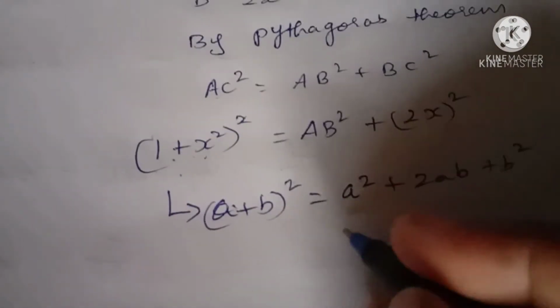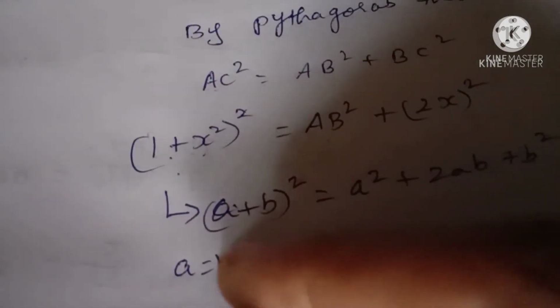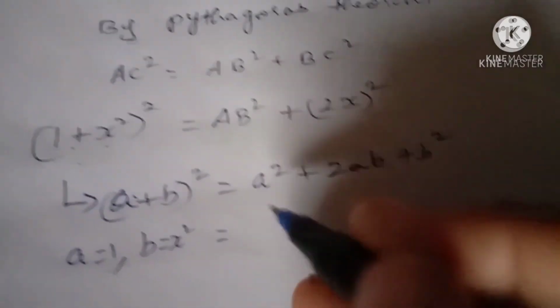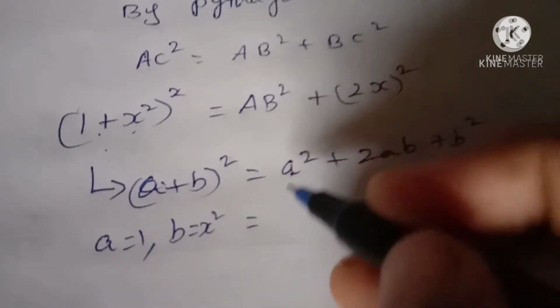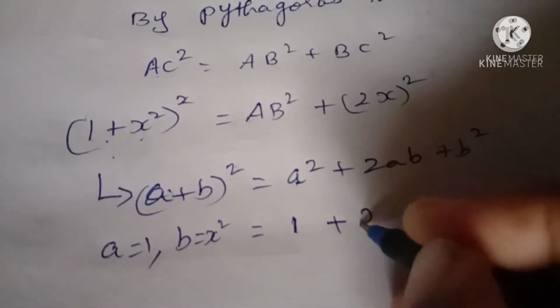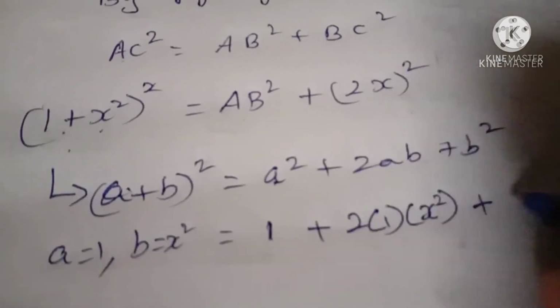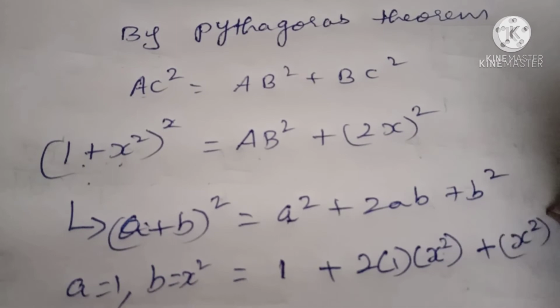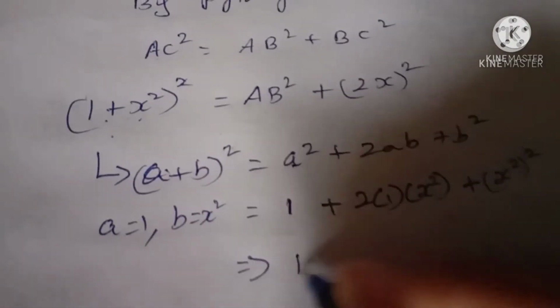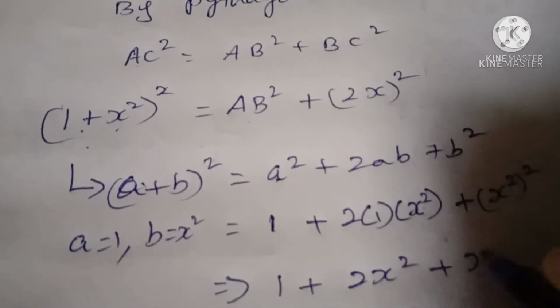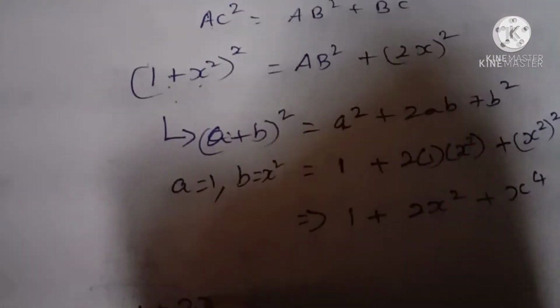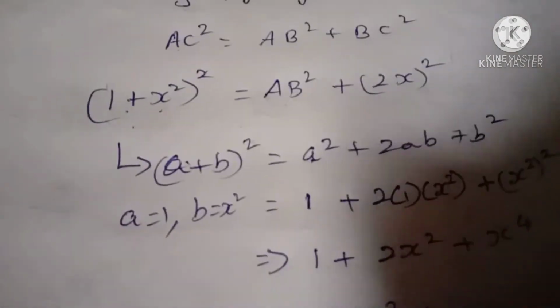So the value of a is 1 and b is x square. Substitute this value in the identity. In the place of a, substitute 1, plus 2 into 1 into b value x square, plus b square is x square the whole square. So 1 plus 2x square plus x power 4. Therefore, AC square is 1 plus 2x square plus x power 4, which is equal to AB square plus BC square.